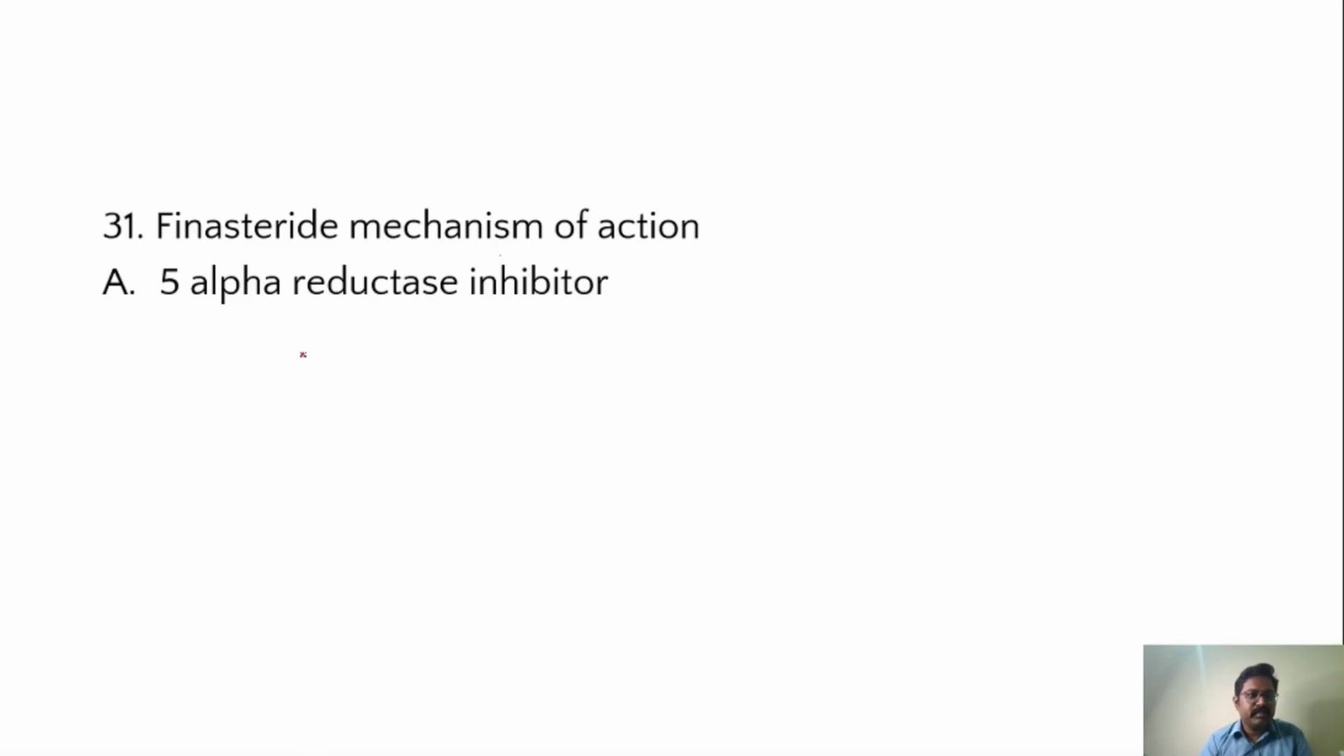Okay, and next coming to the other question, finasteride mechanism of action was asked. So it is a direct question. Finasteride is a 5-alpha reductase inhibitor.